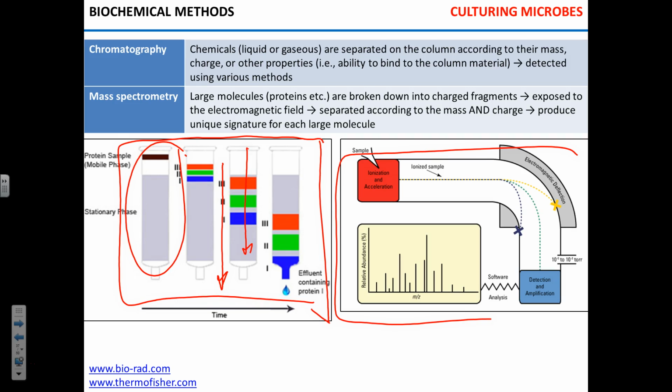What can determine which ones are faster, which ones are slower? What do you think? Size. Size, very good. Now the sorbent, the thing that fills up the tube, is a chemical. So what else?